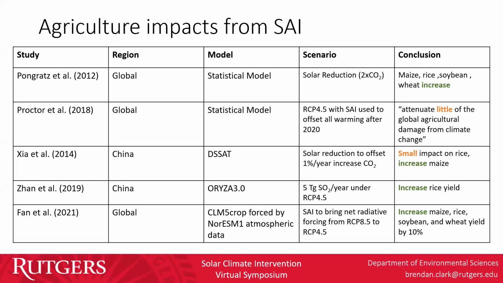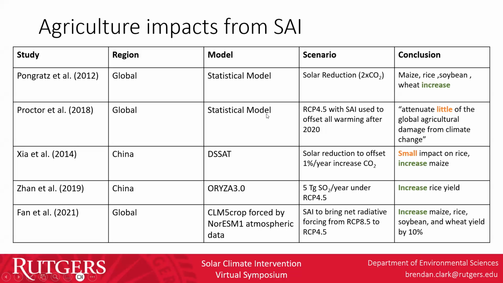So this is all of the studies that have been done in the past looking at agriculture impacts from SAI. There's 5 of them here, so quickly, I'll go through them. Pongratz et al. used a statistical model. The scenario was offsetting 2 times CO2 with solar reduction, and they found an increase to maize, rice, soybean, and wheat yields.